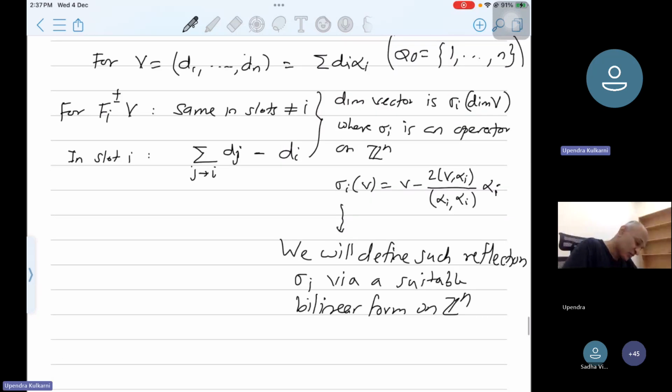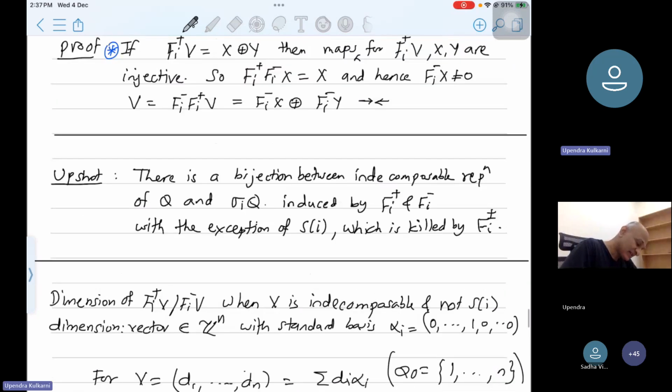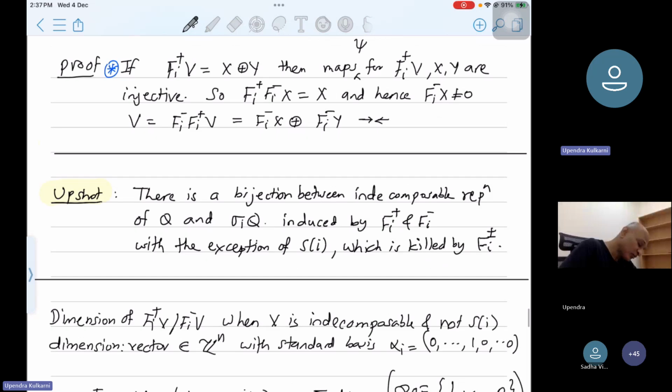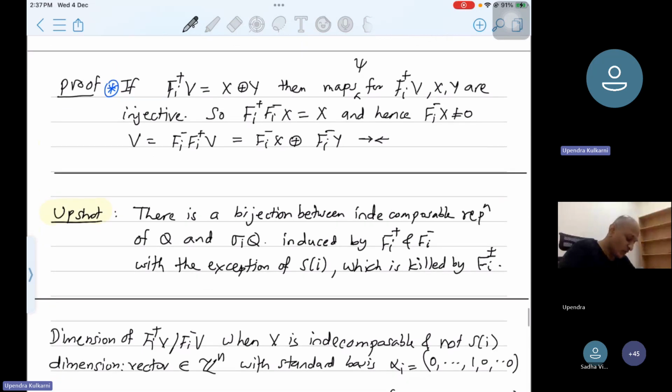All right. So the next thing is an interesting point. Now the scene of action is going to shift a little bit. In order to do this, what I would like to see is what is the dimension of the image, Fi plus V or Fi minus V, where V is an indecomposable representation and not the simple at I, because the simple will just die.